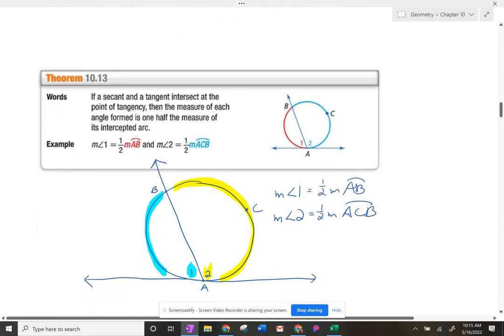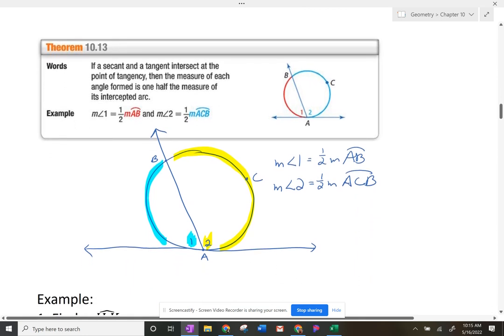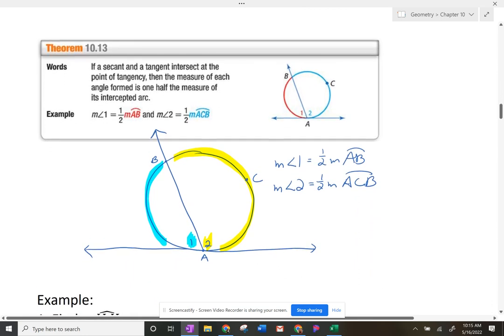Okay. The next theorem that we have is if we have a secant and a tangent coming together. So again, tangent just touches the circle in one spot. Secant cuts through the circle.